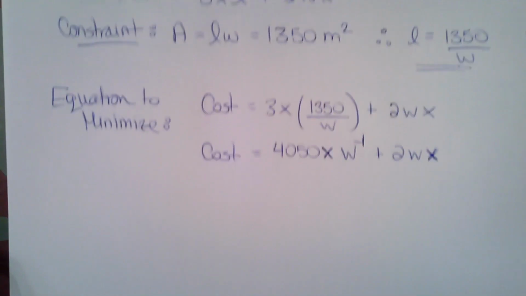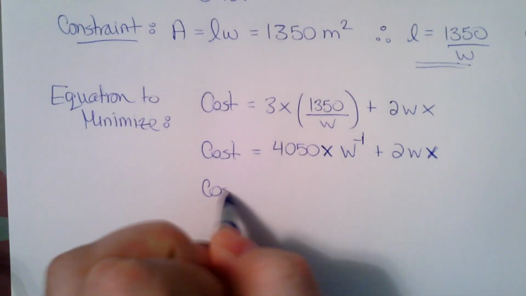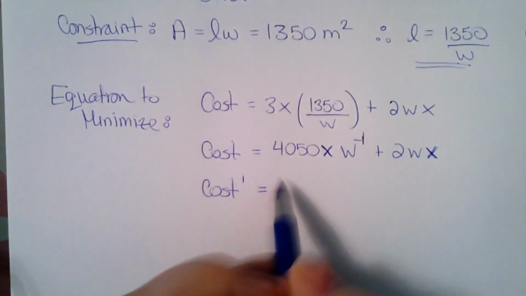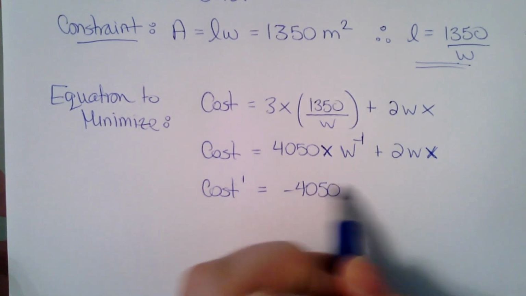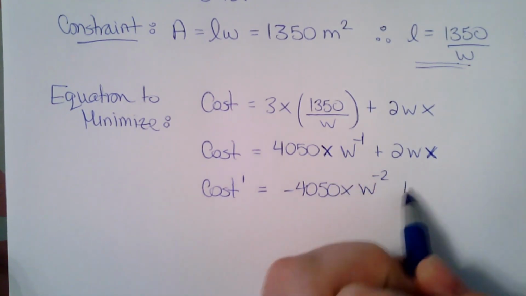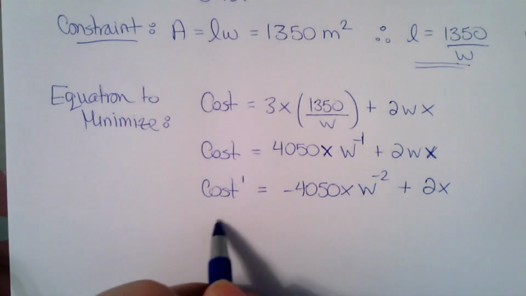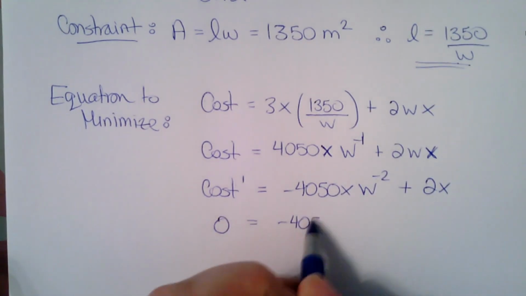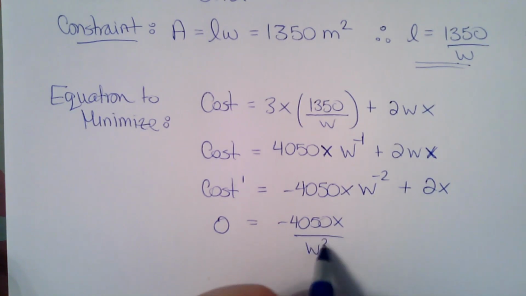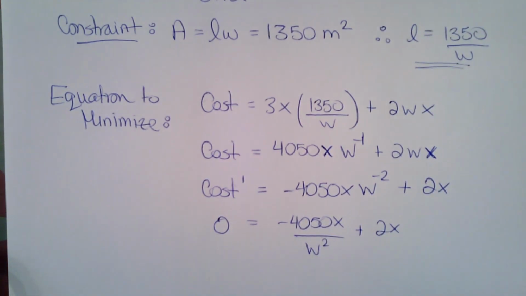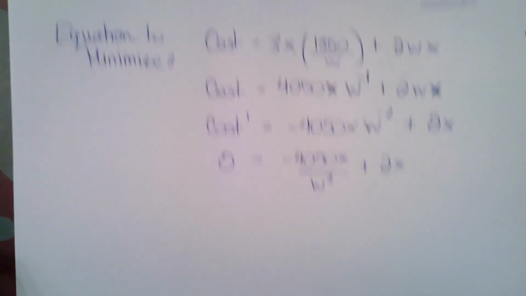Alright, let's find the cost derivative. The negative comes down in front, W becomes -2, and I get 2x. So I set that to 0. I'm also going to bring that W down so it's not on the top anymore, so it's a little easier for me to work with. And I'm going to go ahead and solve.